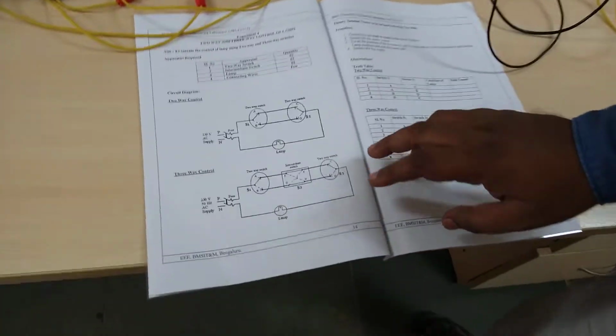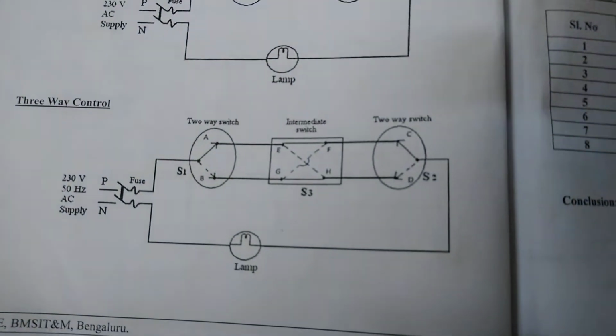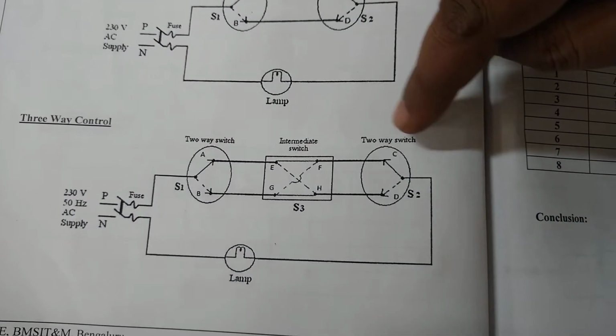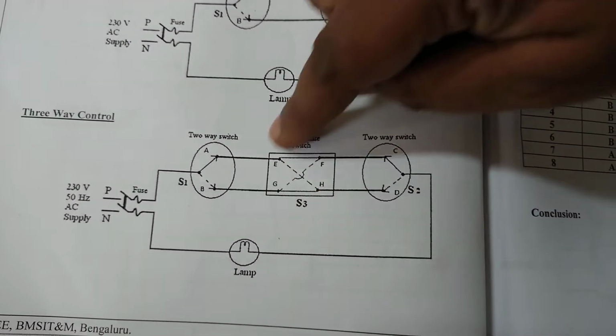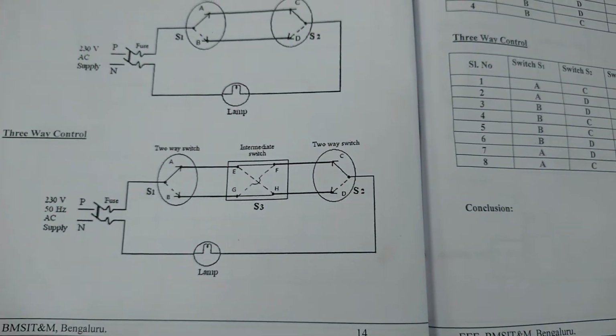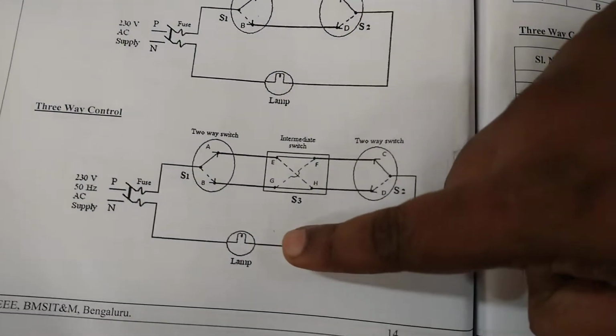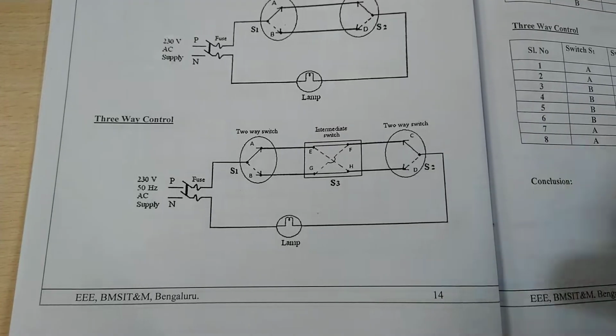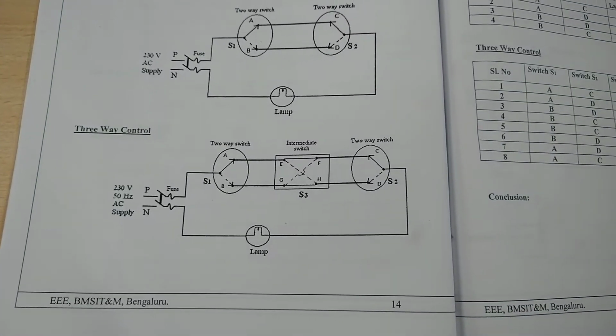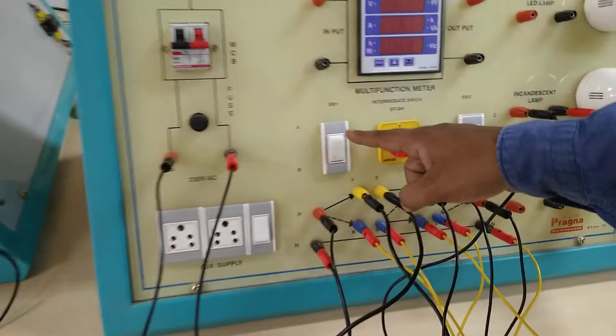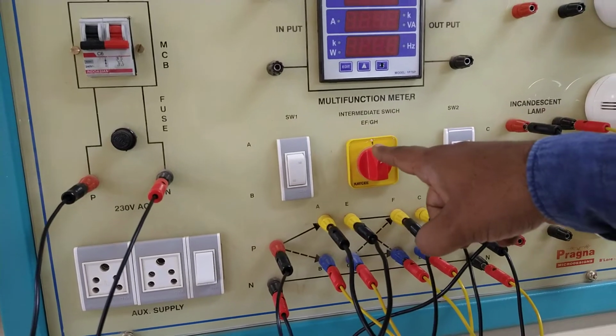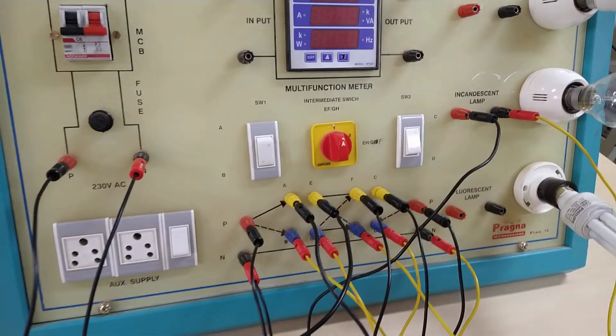So next is three-way control. This is the circuit diagram. In addition to the two switches, you have an additional switch, the intermediate switch. You can control the state of the lamp using three switches: S1, S2, and an intermediate switch. This is called three-way control.